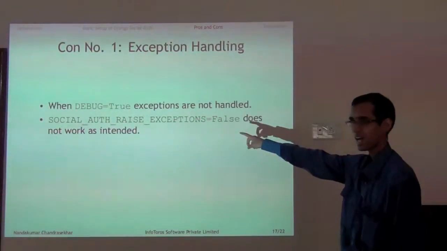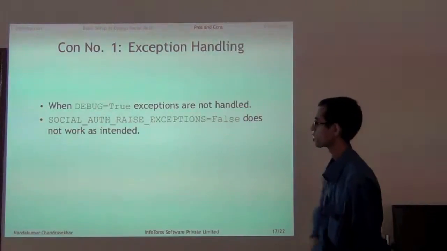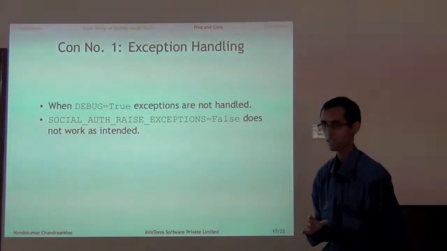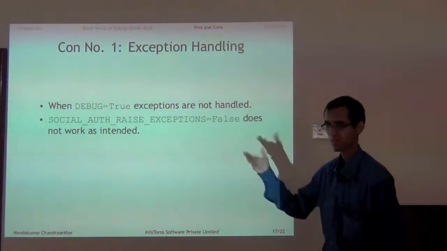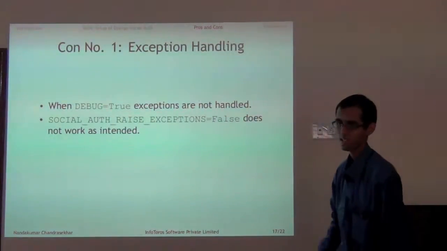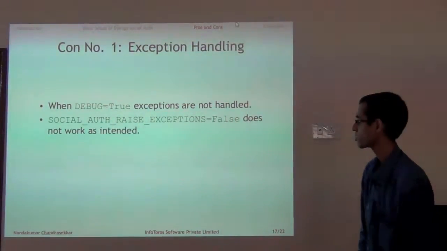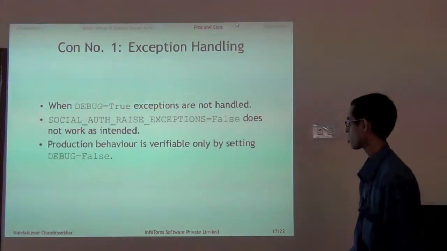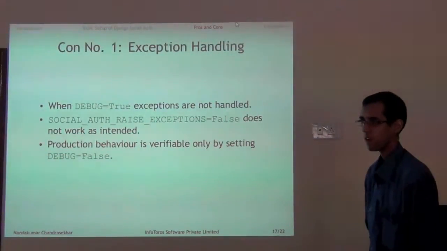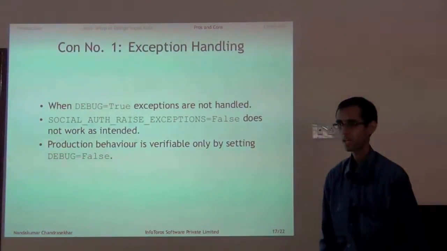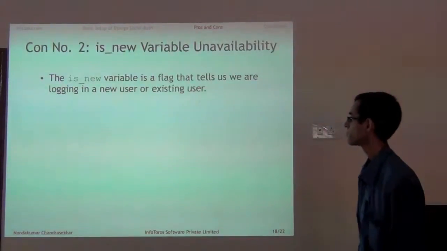Actually, he said he's added this particular setting, social auth raise exceptions, because it is false. But if your debug equals true, it breaks. It doesn't work as expected. So, as I said, you have to set it to false, then it will work as it should.